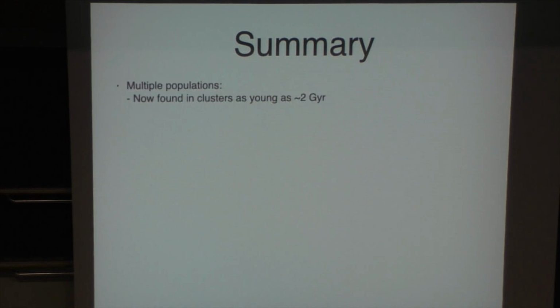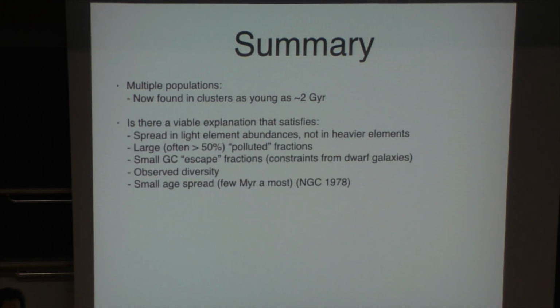So the summary: multiple populations, we have now found them in clusters that are as young as 2 gigayears. So this is not something that is really unique to old globular clusters, right? So going back to the question of classification, you could say that if a globular cluster is something that shows multiple populations, well, again, the ones that formed 10 or 13 billion years ago were not really special in that sense. And then we have to think of the explanation, right?